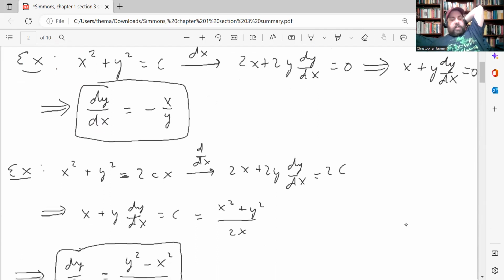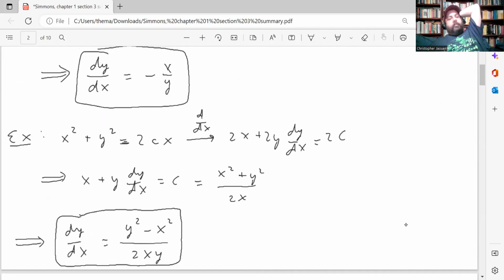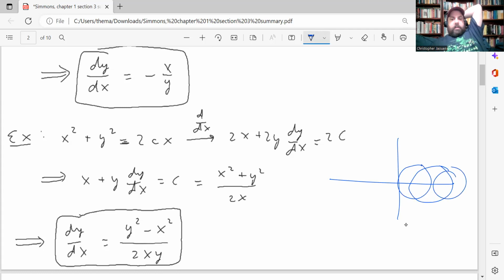Right, we can do the same thing for another family of curves. Here we're looking at x squared plus y squared equals 2cx. Again, these are circles, but they're not centered at the origin. They lie along the x-axis, so they will look something like this. They'll lie along the x-axis here, and they shift left or right depending on the value of c.